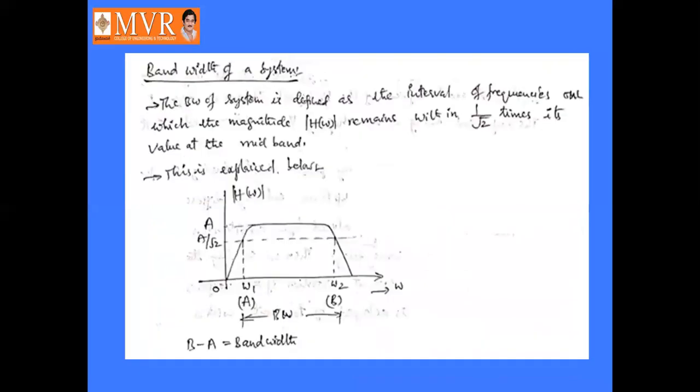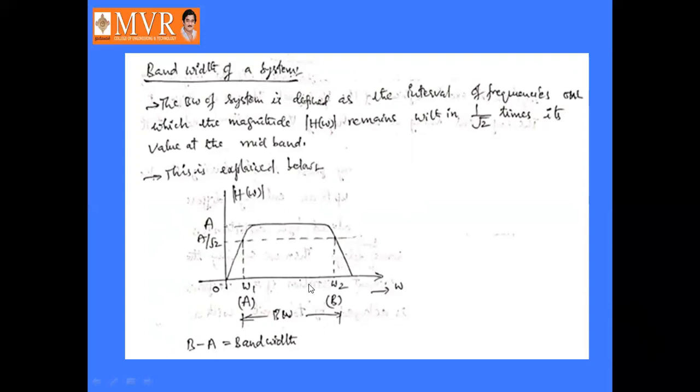Then we will see the bandwidth of a system. What is meant by bandwidth? Before knowing the bandwidth of the system, we have to know the frequency response of the system. So the frequency response graph is represented like this. Mod H of omega versus omega, the frequency response will be represented like this. So A is the maximum gain, and A by root 2 is the 3 dB gain. That 3 dB line will cut the response at two places, omega 1 and omega 2.